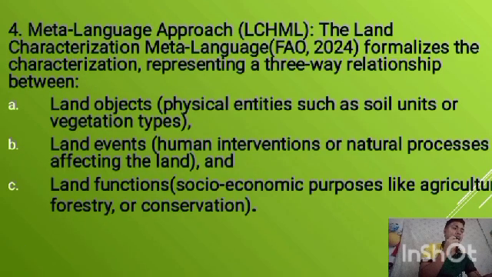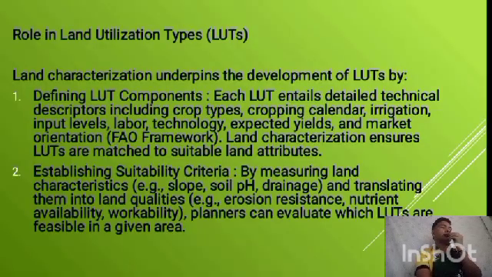Number 4, meta-language approach or LCHML. The land characterization meta-language by FAO 2024 formalized the characterization, representing a three-way relationship between A, land object: physical entities such as soil units or vegetation type. B, land event: human intervention or natural processes affecting the land. And C, land function: socioeconomic purposes like agriculture, forestry, or conservation. All in land utilization types.